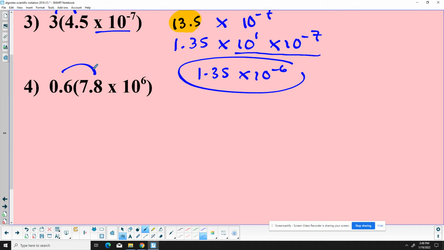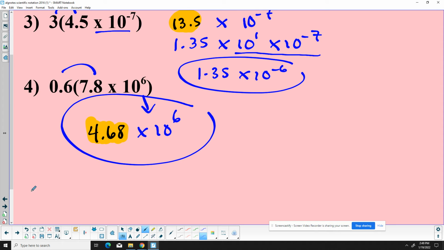Same thing here. I'm going to multiply 0.6 times 7.8, and I'm just typing it into the calculator. And that part just came straight down. And then I assess whether or not this is okay. And 4.68 is between 1.0 and 9.9 repeating. So that's the answer. I don't have to adjust it. I'm good.